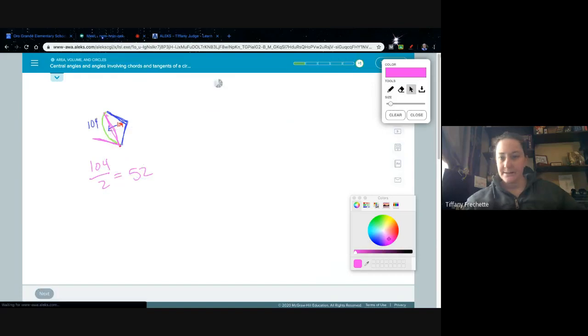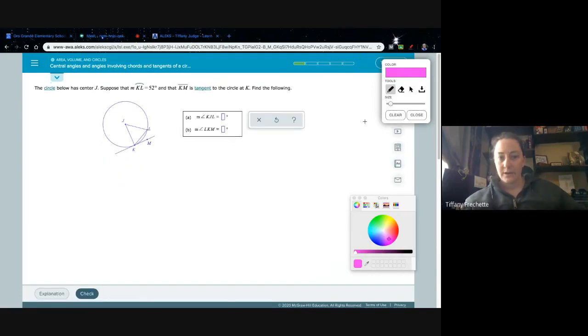All right, next. So now we're going to go with KL. So now they're giving us this arc is 52 degrees. And then they also tell us that KM is a tangent. Again, that means that it only touches the circle at 1 point. Doesn't go into the circle at all.